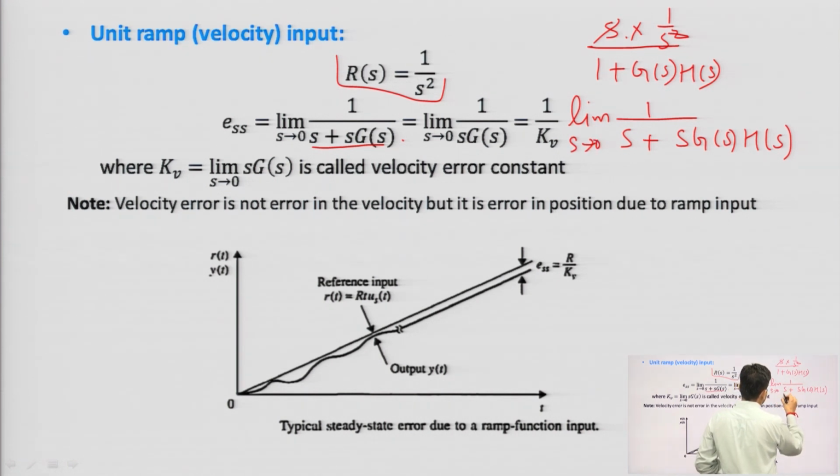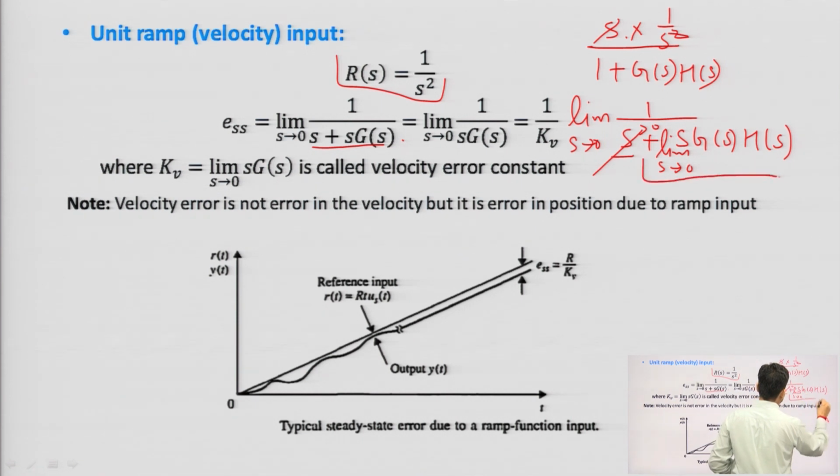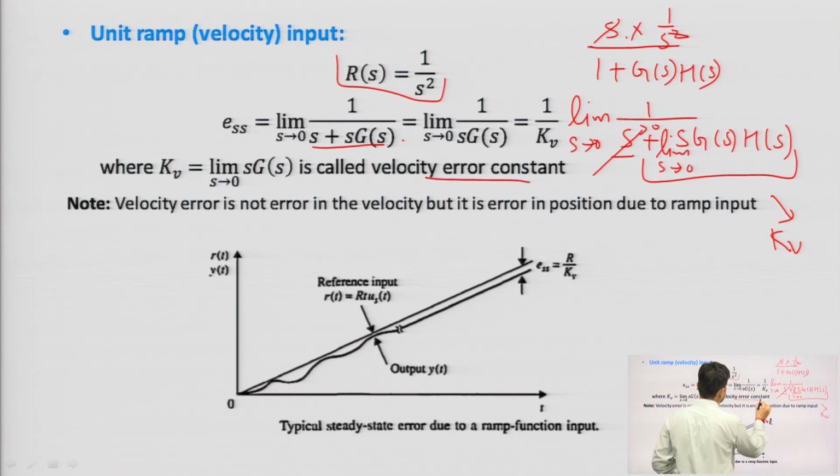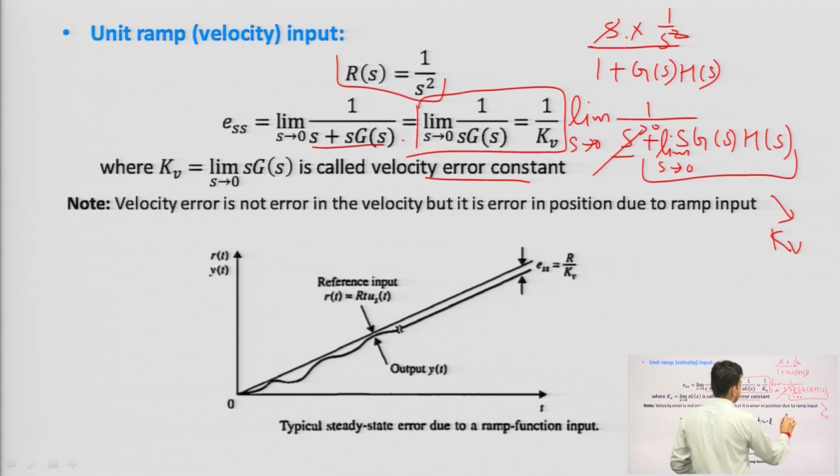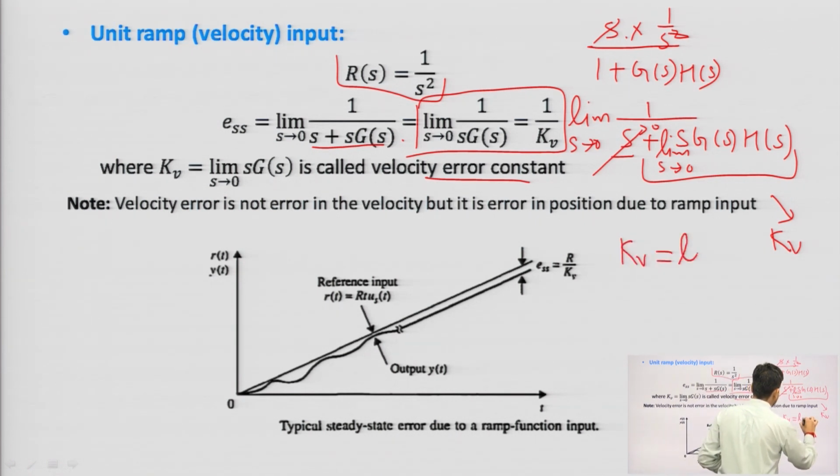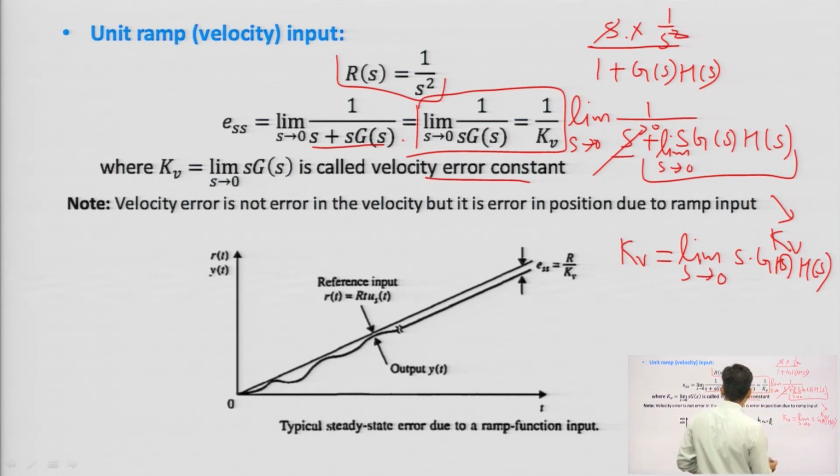If I apply this limit here, this term would be 0, and this term will be limit s tends to 0. If I combine it, this will make another term which is K_v. This is the velocity error constant. Okay. So, whenever my H(s) is equal to 1, this is the expression of K_v. Otherwise, I can say my K_v is limit s tends to 0 of s times G(s)H(s). If my H(s) is unity, in that case I will get limit s tends to 0 of s G(s). So, this is K_v, the velocity error constant.